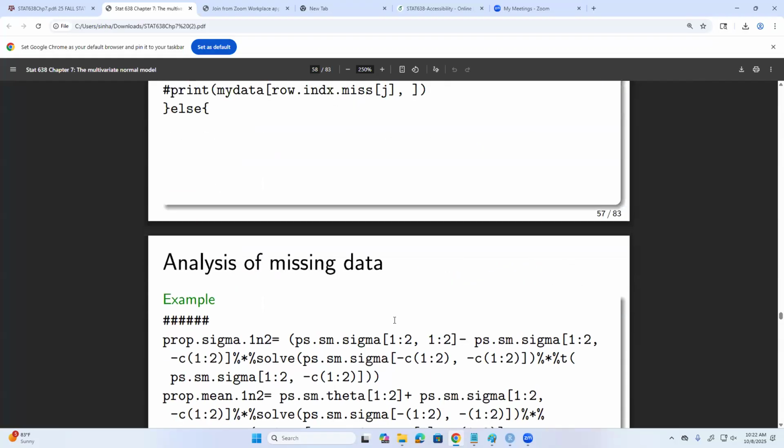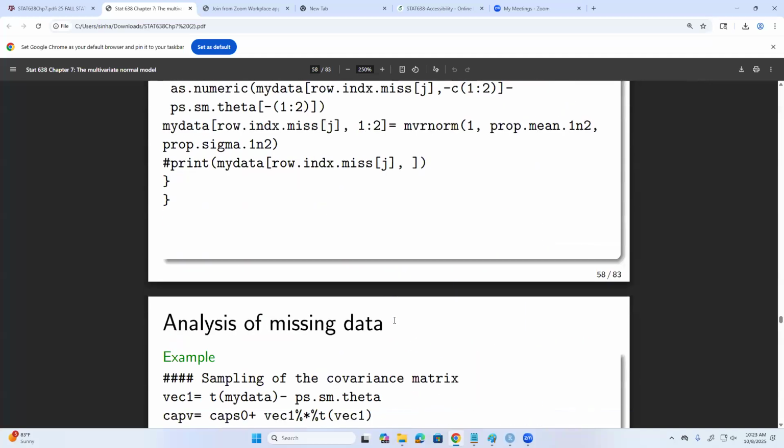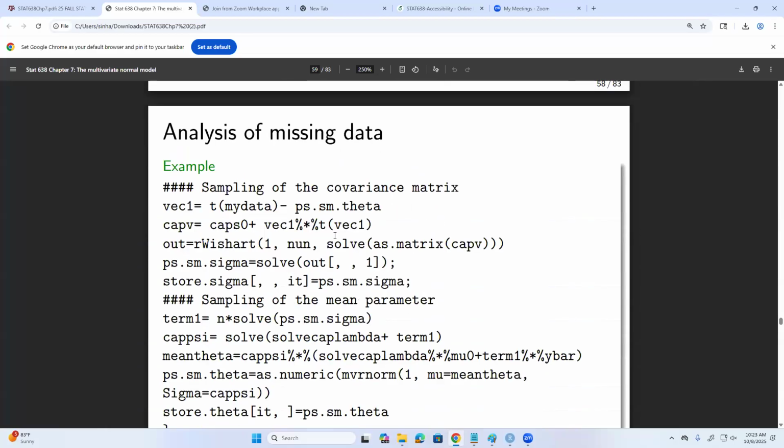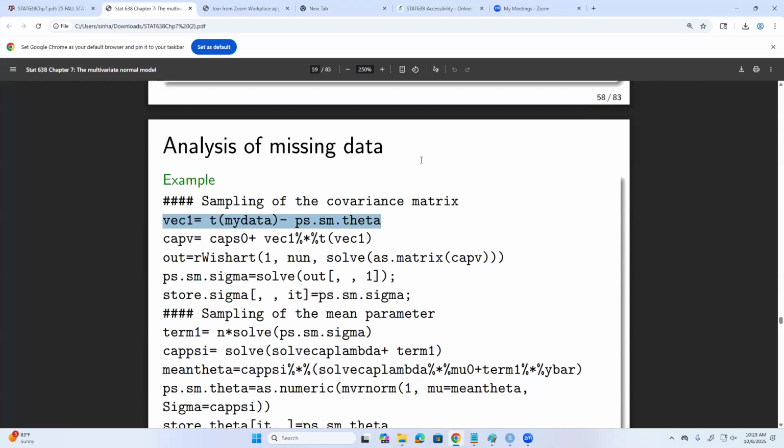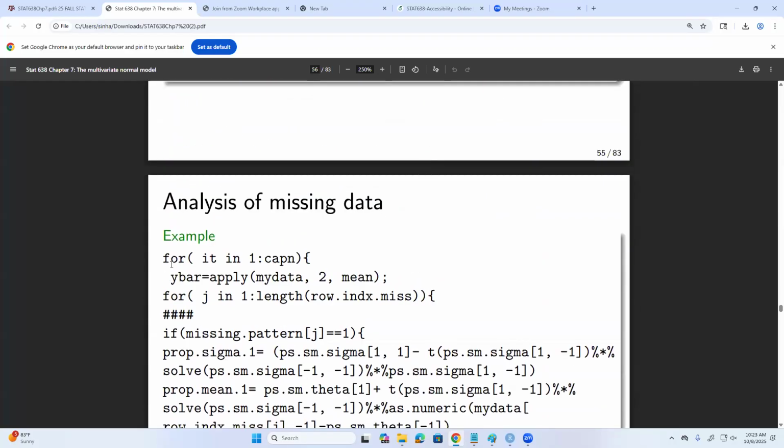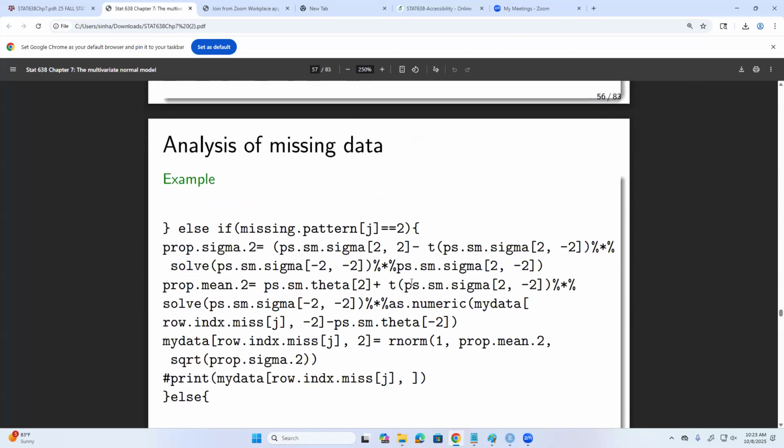So let's look at this part. Sampling of the covariance matrix: this VEC1 depends on my data. My data is that data matrix which has missing values, and those missing entries are updated, right? So definitely we cannot do this calculation outside this major loop. So VEC1 definitely not.